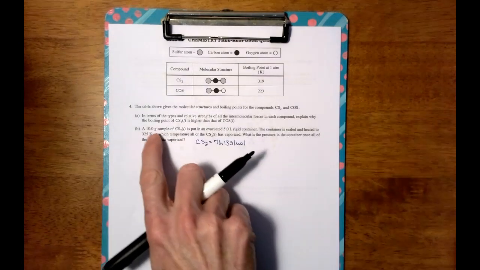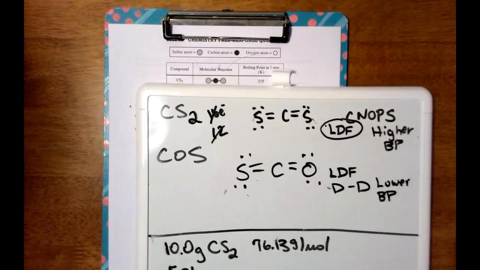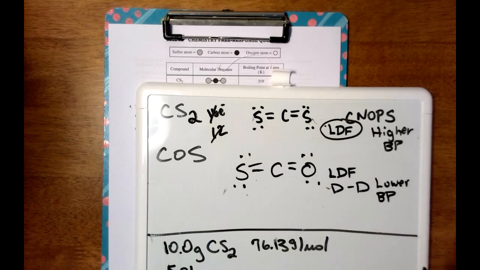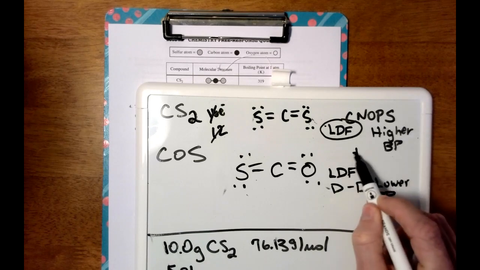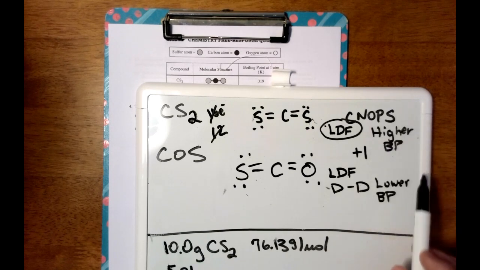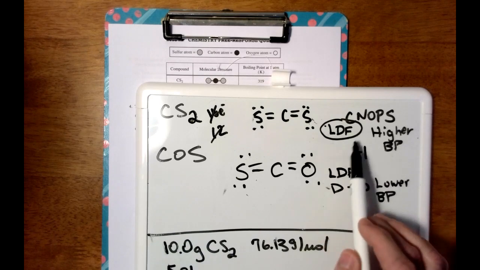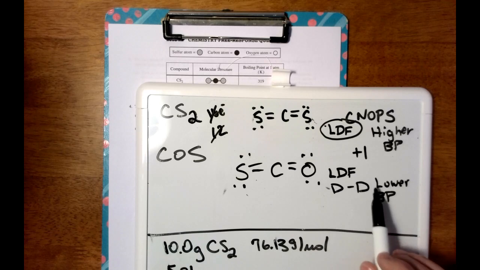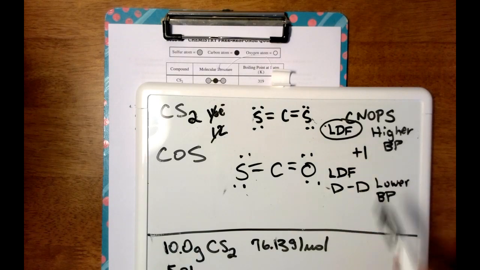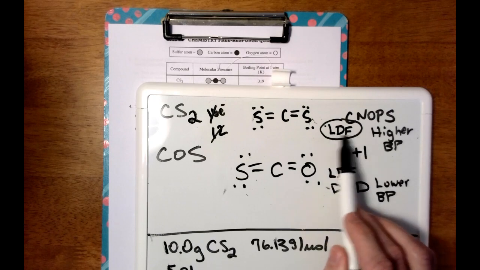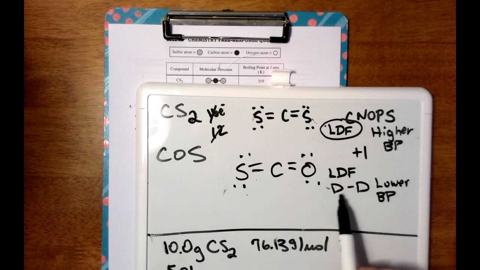So the question wanted us to explain this. So our answer could say that CS2 only has LDF, COS has LDF and dipole-dipole. Correctly identifying the intermolecular forces was worth 1 point. And then saying apparently, since the boiling point of CS2 is higher than that of COS, the London dispersion force of CS2 is greater than the combination of the London dispersion force and dipole-dipole of COS, therefore it has a higher boiling point. So that was an explanation that described that apparently the LDF of CS2 is greater than the combination of LDF and dipole-dipole for COS. That merited the second point in number 1.